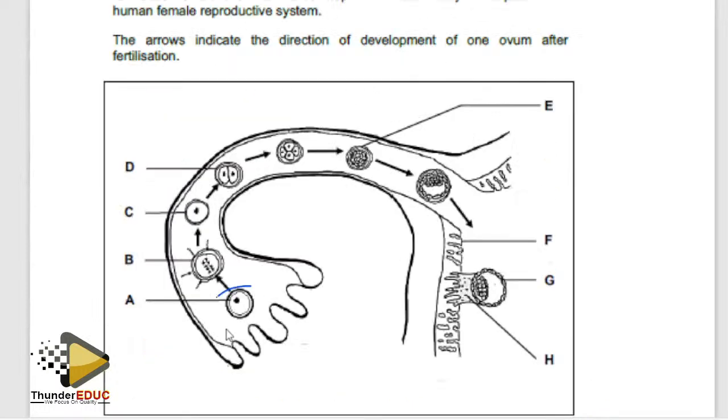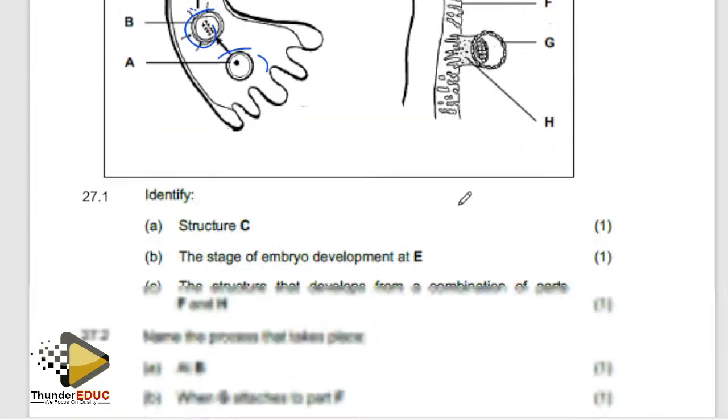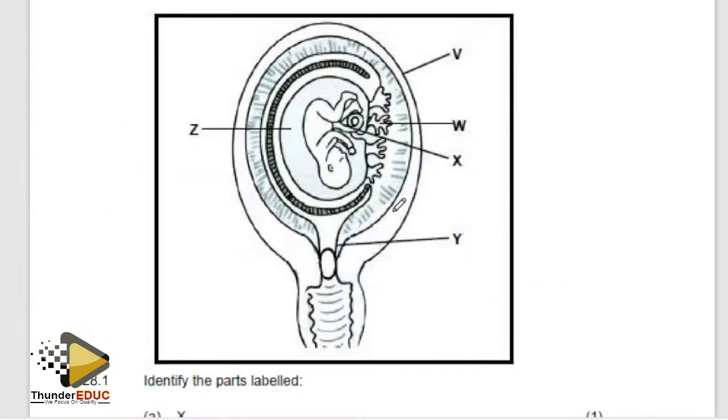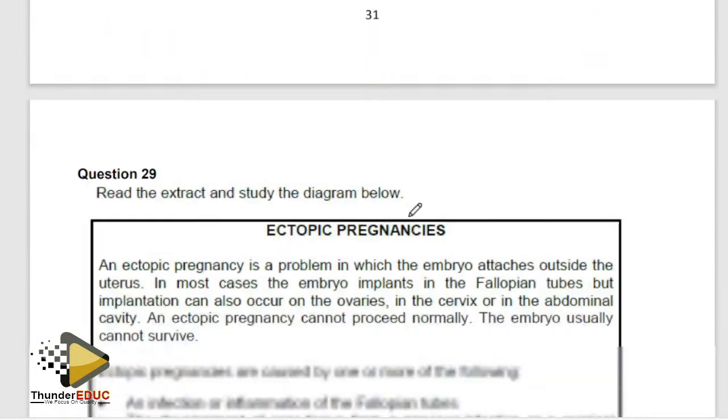So this is the ovum, but this is fertilization. This is a zygote. These are 2 cells, these are 4 cells, while this is a ball of cells, which is called a morula. So yes, this is the amniotic sac, and we also talked about the placenta. This is the outer layer, which is called the chorion.